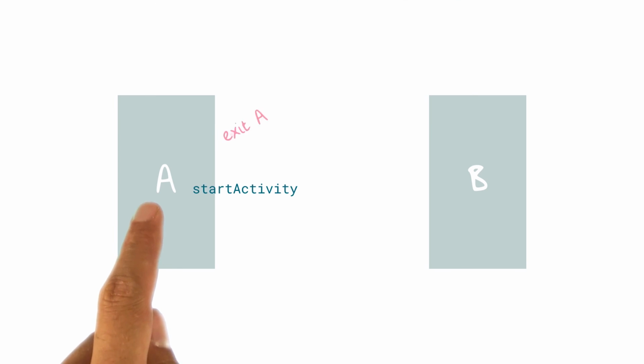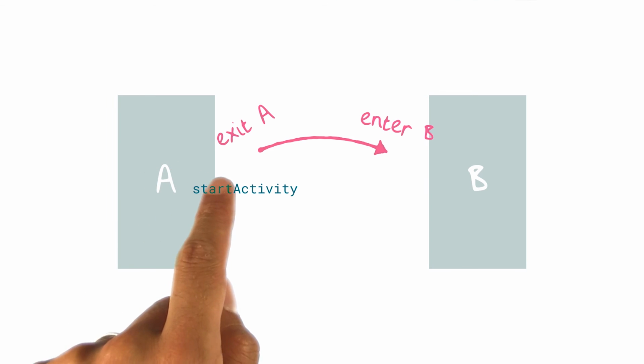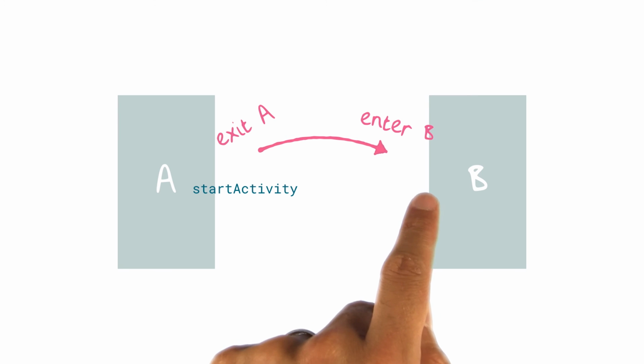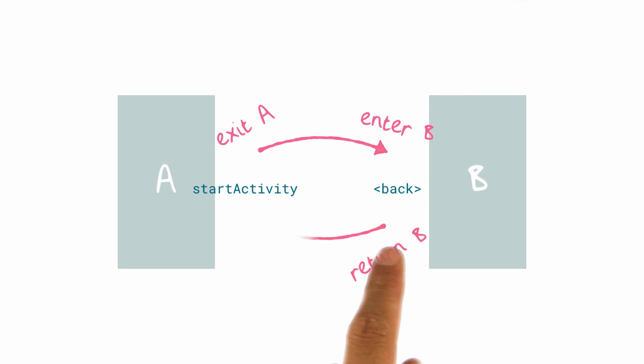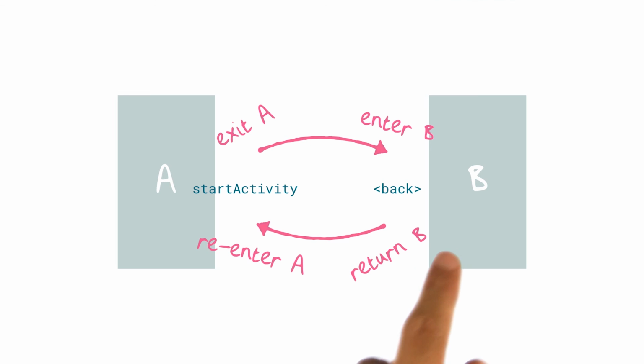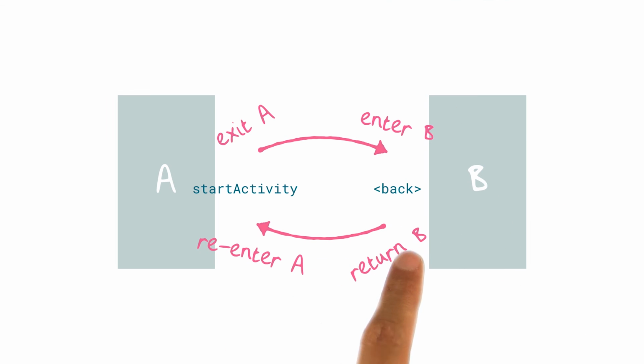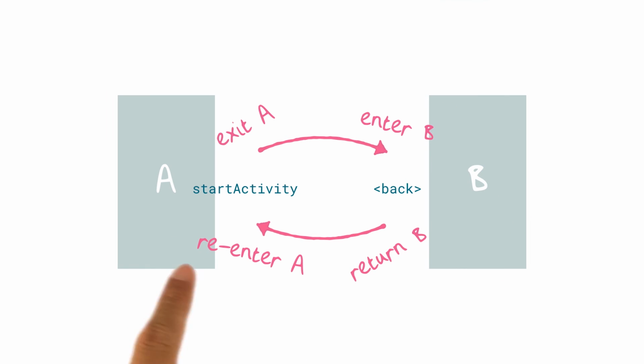So going from activity A to B and back again, the sequence would be: first, an exit transition on activity A, followed by the enter transition on activity B we've already looked at. Then when you hit back, you have the opportunity to run a return transition on the views in activity B, followed by a re-enter transition on the views in activity A.